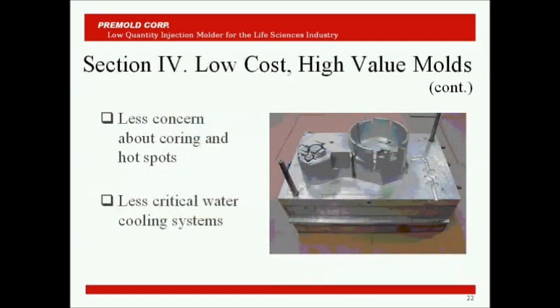Additionally, part designers and engineers save time and minimize costs because they don't have to worry about coring out for thick areas or addressing hot spots in the molds. Aluminum production tools for reaction injection molded parts are more cost effective because water lines and cooling systems are simply less critical. The low temperatures characteristic of the RIM process make this possible.